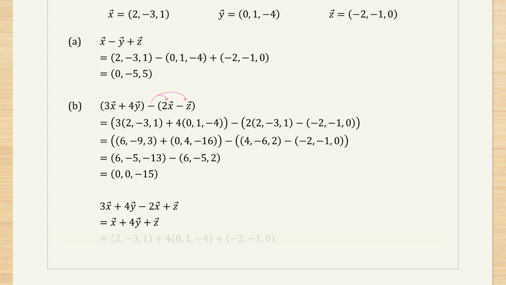Putting in these vectors, we can multiply the 4 into the y vector, but we can also do everything in one step, since it's relatively easy. 2 plus 4 times 0 plus -2 is 0. -3 plus 4 times 1 plus -1 is also 0. 1 plus 4 times -4 plus 0 is -15. So these two methods, whether we expand first or not, we get the same answer, 0, 0, -15.